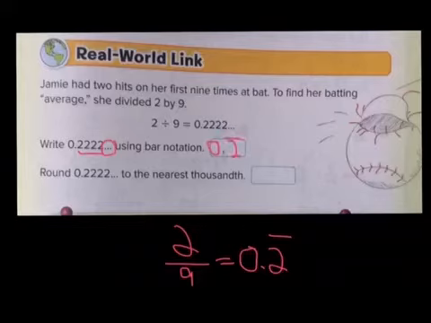0.2 bar notation. Okay, round 0.2222 to the nearest thousandths. So we have tenths, hundredths, thousandths. Now, do I go up to a 3? No. You leave it at a 2 because the number is less than 5. So it's 0.222.